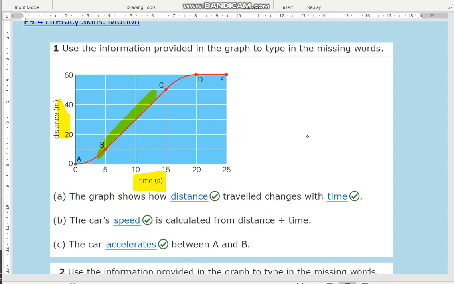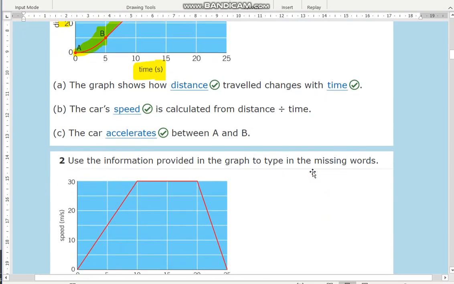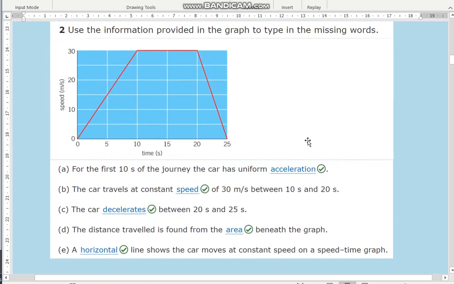The car accelerates between A and B. We can tell that because the distance time graph is curving upwards. Number 2, use the information provided in the graph to type in the missing words. Again, this one, however, is showing speed against time instead of distance against time. So the line now means different things. For the first 10 seconds of the journey, the car has uniform acceleration. That is because the speed is increasing steadily as time goes on.